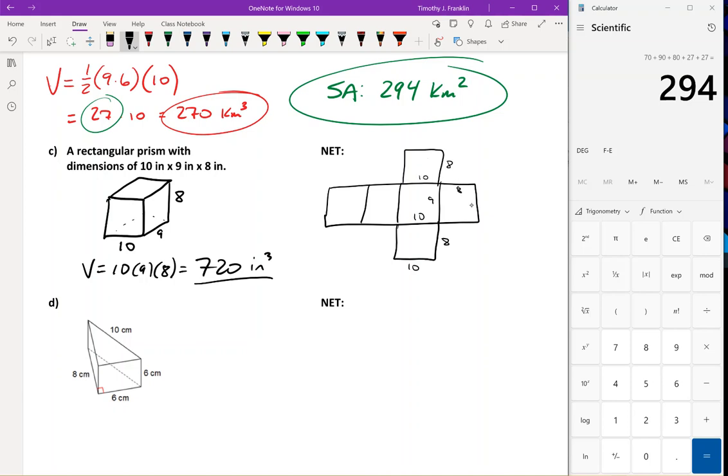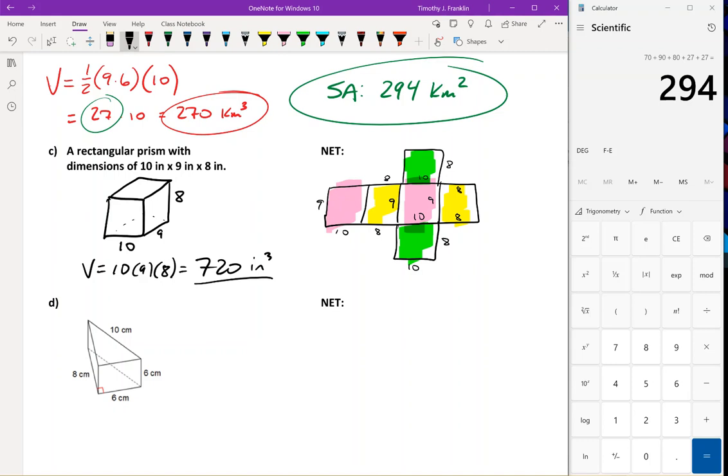This one also has to be 8 here. This is 9. This would also be 8. These two squares need to be the same so they can line up. This bottom square is the same as this one, so we know that that is 10 by 9. And these two squares here are going to be the same.